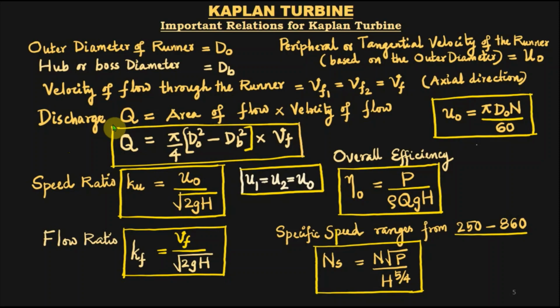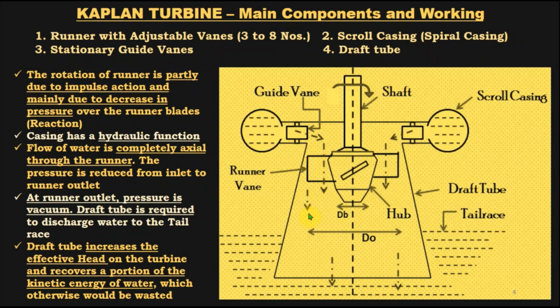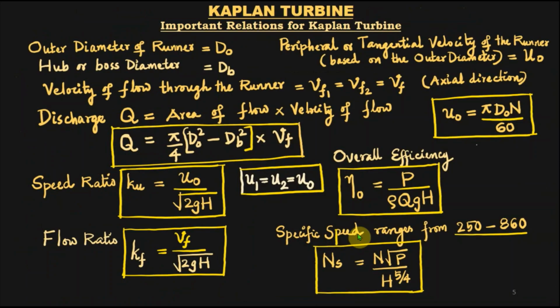Now the discharge, how do you find out the discharge? The outside area, if you consider the annular space between the vanes, then the outside area is pi by 4 d naught square, and the inside area, that is the area of the hub, is pi by 4 d b square. So if you deduct pi by 4 d b square from pi by 4 d naught square, then you will get the flow area in this situation. So therefore, the discharge is area of flow multiplied by velocity of flow, which of course is a constant. Vf1 is equal to Vf2 is equal to Vf.